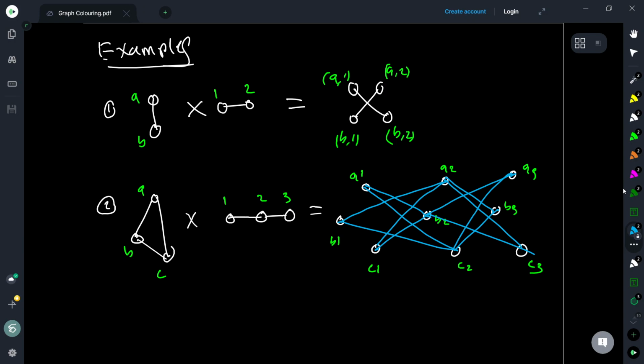Okay, so for any two edges, and therefore for the entire graph, the product of this triangle and this path is going to look like this. You can just verify it, right? All the pairs of edges you can verify because AB is here, 1, 2 is here, therefore you have A1, A2 to B1, right? And similarly A1 to B2. So similarly, you can verify for other edges and see it for yourself.